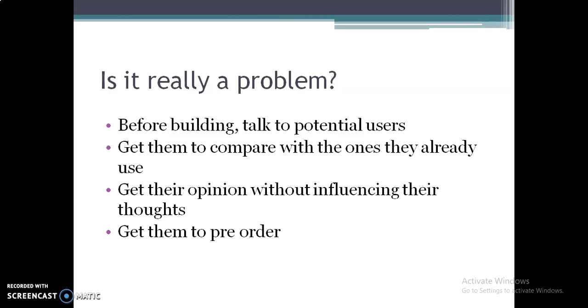So the next thing there is to get them to compare with the ones they are using. I've said it before. It's difficult to say nobody's using this. It's difficult to point to a solution now that does not have a competition. So we want to say, oh, mine is different in this way. Oh, mine is different in this way. Oh, mine is disruptive. Oh, mine is entirely different. So get them to compare with the ones they are already using.